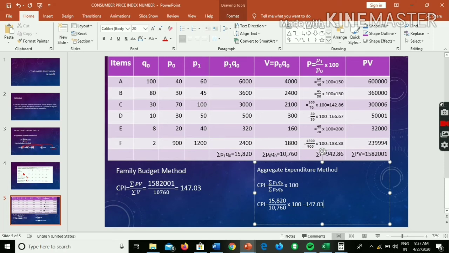So the value of CPI is 147.03 and 147.03. So this is consumer price index. So thank you, students.